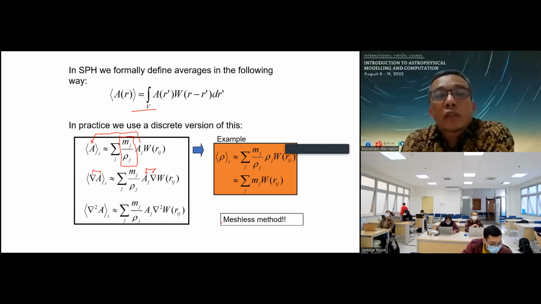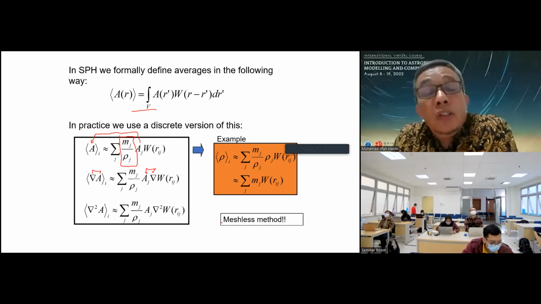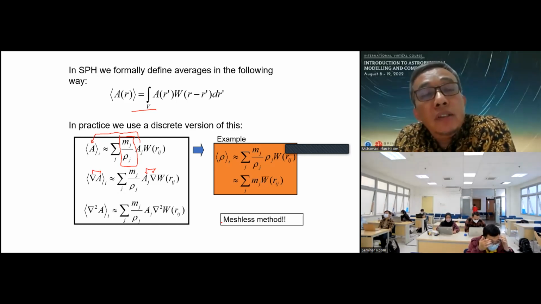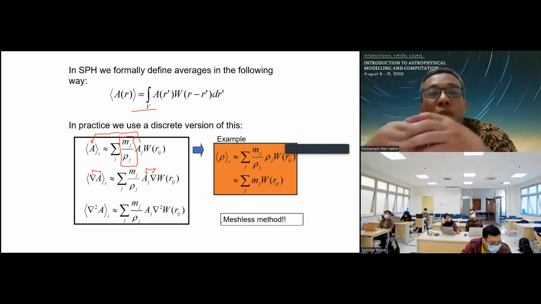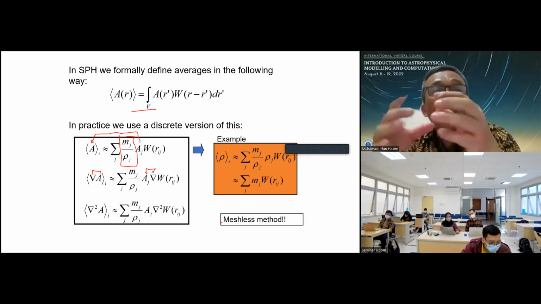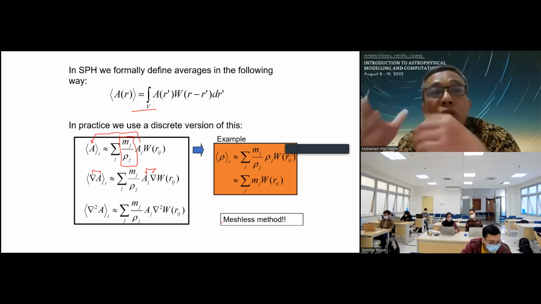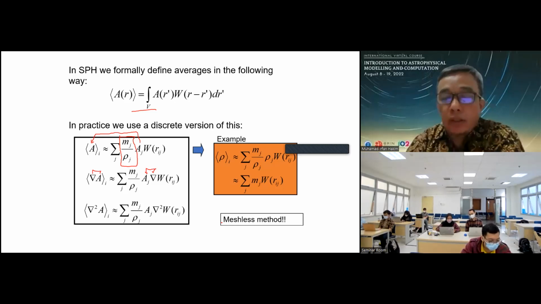So now we call this meshless method because we have a list of particles. We follow the particles. We shouldn't worry about an empty space before between the particles.